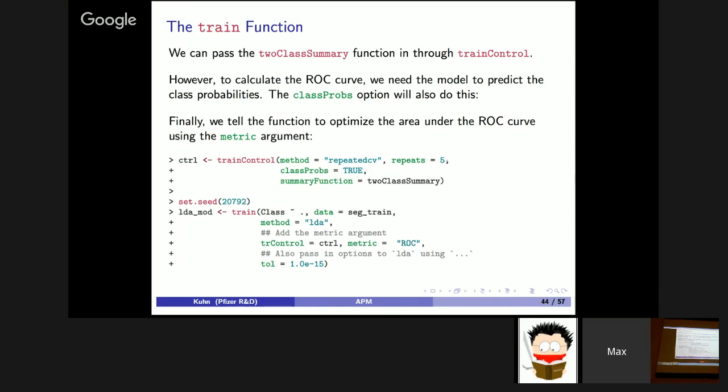And that's the one that gets embedded into the train object. So again, we'll use the first 50 model fits to estimate performance, but the very last one is based on the entire training set, and that's the one that will get used by the train function.